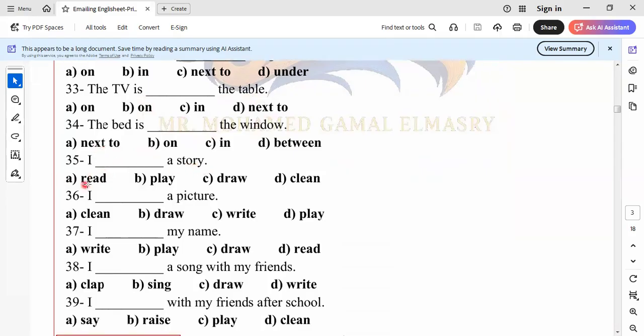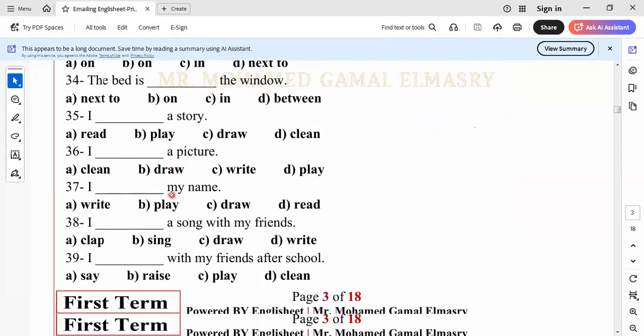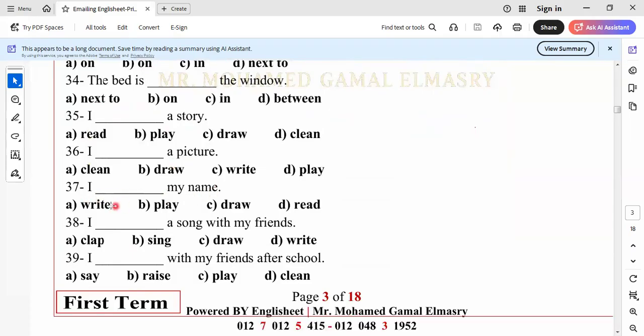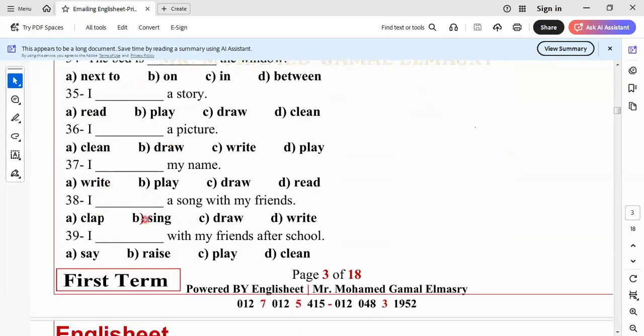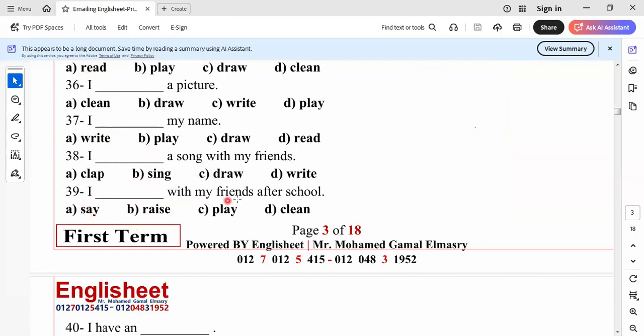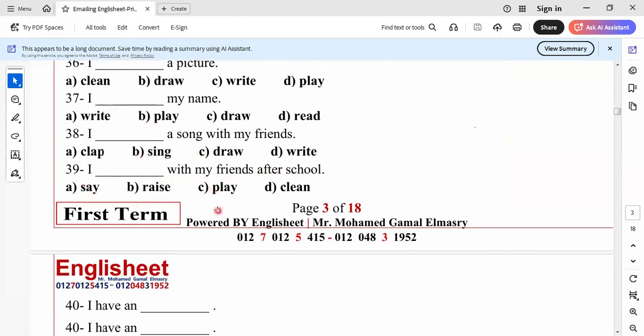I read a story. I draw a picture. I write my name. Here it will be I sing a song. I play with my friends after school.